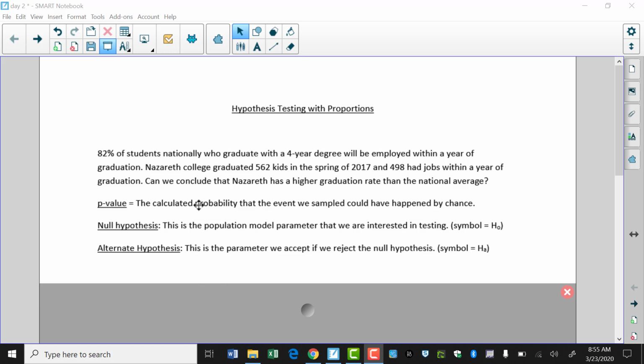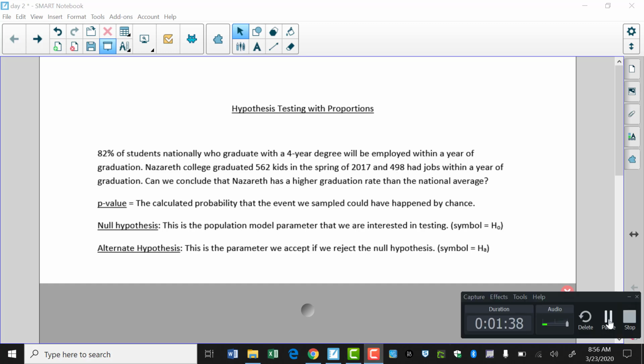What we're trying to do here is determine whether or not a sample that we take is significantly different from a population sample that is known. The reason we're doing that is we want to see if there's any difference in what we have done within our sample versus what the known sample should be. For example, I found some information online: 82% of students nationally who graduate with a four-year degree will be employed within a year of graduation. When I looked up Nazareth College, 562 students graduated, and 498 students had jobs within a year of graduation. That puts Nazareth at around 89%.